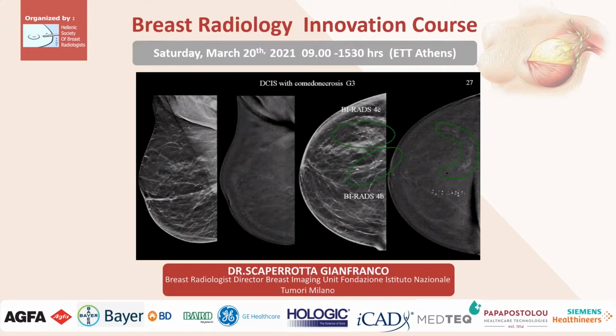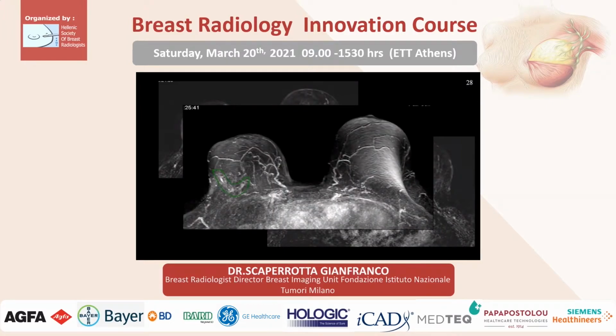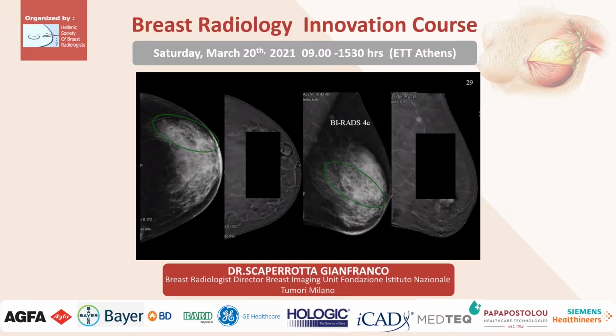This is comedocarcinoma, a typical arc shape in this situation. In the MRI is the same. MRI is an arc shape situation. So is a relapse, in total relapse, and the patient made a mastectomy because it's impossible to make a new conservative surgery. Other aspect, BI-RADS 4C, there are some calcification, but it's difficult to see in this area.